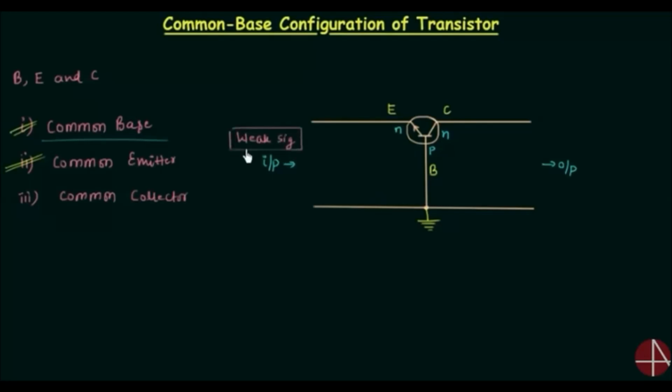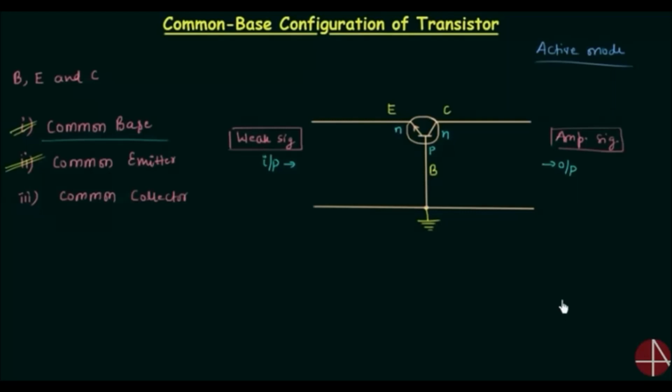I am calling this side input side and this side output side because weak signal is introduced on this side, and we have amplified signal on this side. This will happen only when the transistor operates in active mode. So there is amplification of weak signal in active mode.